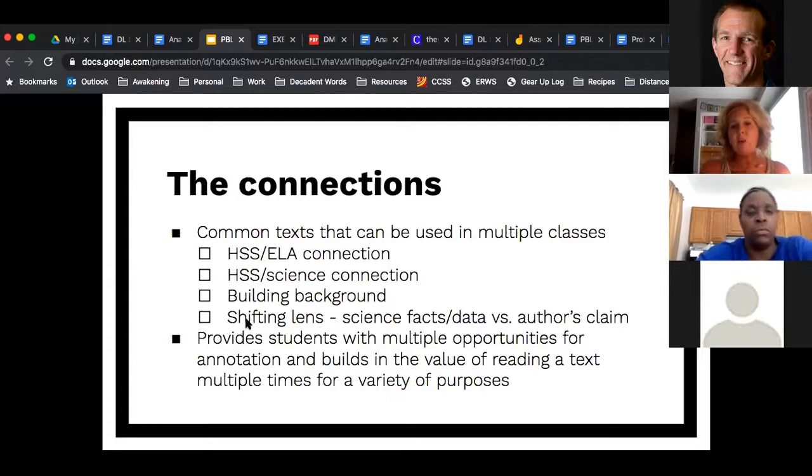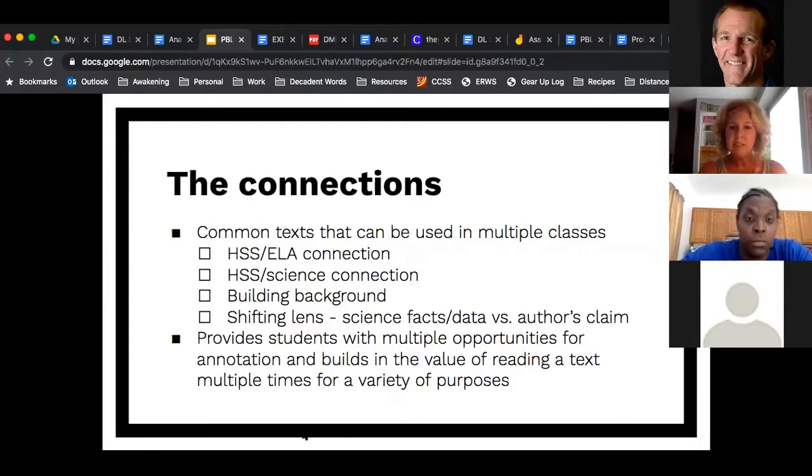Within that, this whole idea of shifting our lens. If students are in science class and they're annotating for the data and the context of a particular concept, maybe that article then goes into their math class and they're doing more with those numbers and those charts and that data. So there's power in having common texts that we're using for meeting our standards in our different grade level classes.